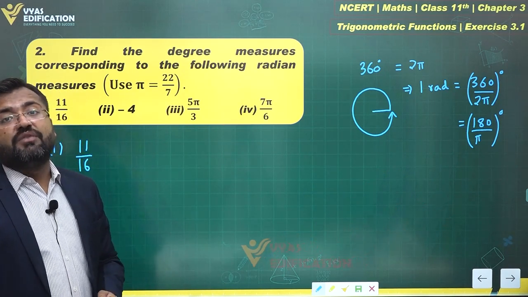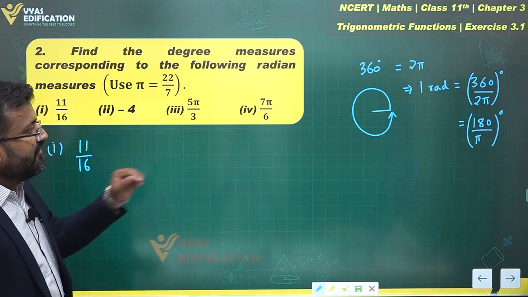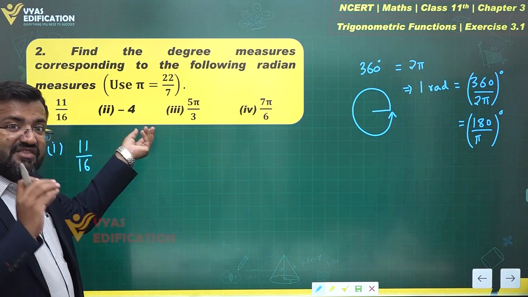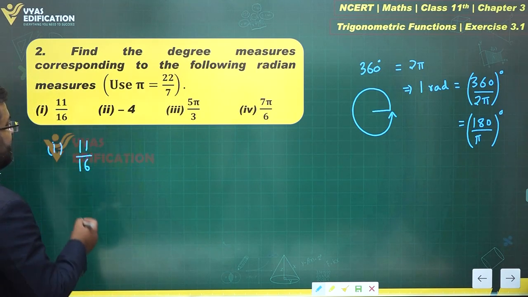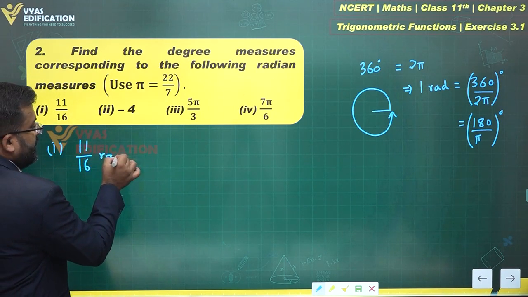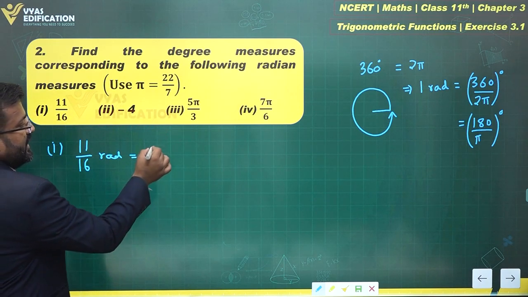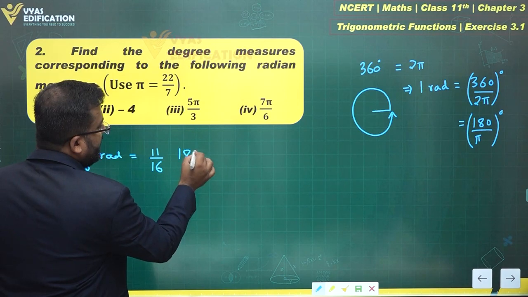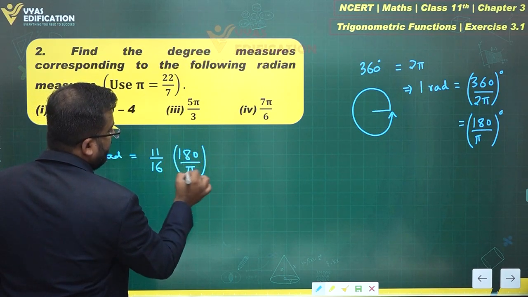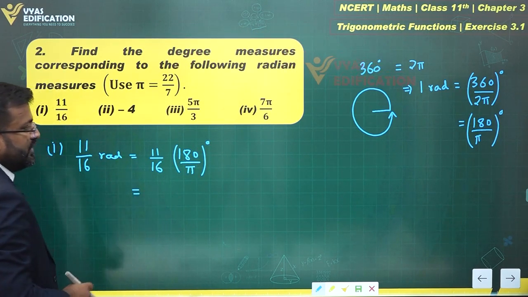Don't get confused with multiplication by pi upon 180. You have to increase. In terms of radians, if this is the measure, then in terms of degrees, the measure would be bigger. So 11/16 radian would be equal to 11/16 times 1 radian, which is 180 over pi degrees.